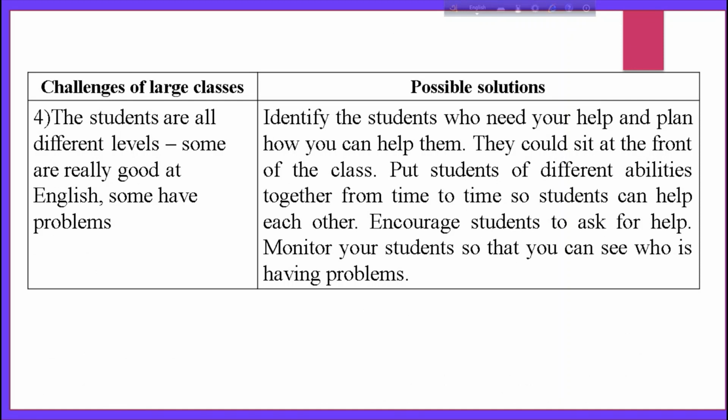Challenges of a large class. Number 4: the students are all at different levels. We have already learned there are 3 types of students in our classroom. Some are faster, some are average, and some are weak learners. Some are really good at English. Some have problems. Okay, identify the students who need your help and plan how you help them. They could sit at the front of the class. Put students of different abilities together from time to time so students can help each other. Encourage students to ask for help. Monitor your students so that you can see who is having problems.